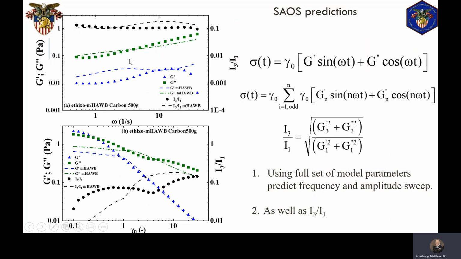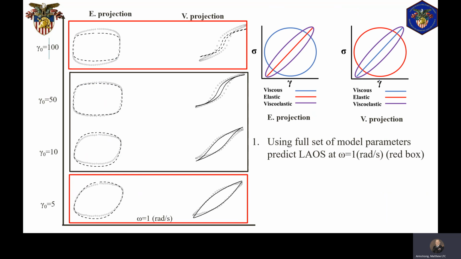Moving forward, we now have pinned down the parameter values, so we're going to use them to predict small amplitude oscillatory shear and the third harmonic intensity divided by the first harmonic intensity. Those are shown in the figures on the left-hand side. The top is the frequency sweep and the bottom is the amplitude sweep.